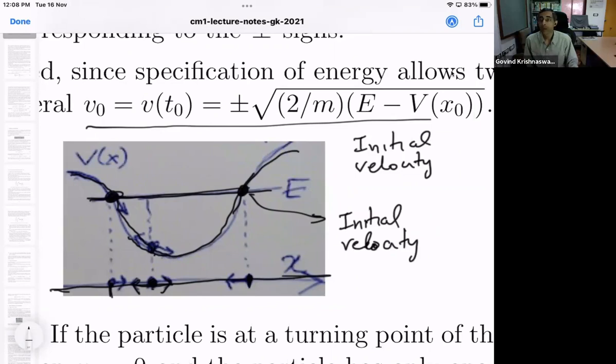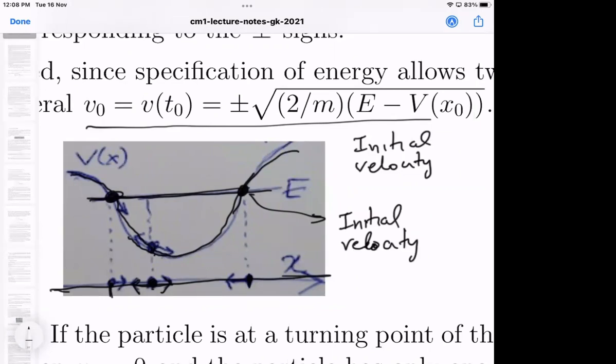May I know who spoke up? Shubham Kumar. Shubham Kumar, fine.